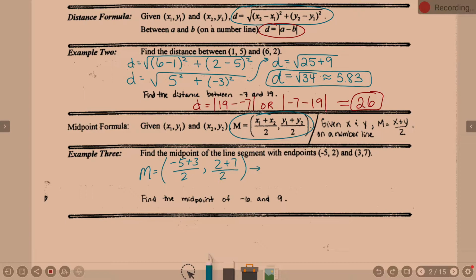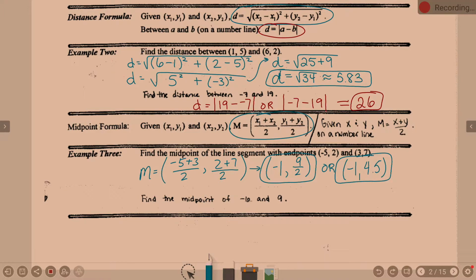Negative 5 plus 3 is negative 2 divided by 2 is negative 1. 2 plus 7 is 9. 9 divided by 2. What are my options there? 9 divided by 2 is 4.5. I left it as 9 halves. So I would be happy with negative 1 comma 9 halves or negative 1 comma 4.5. I mentioned 4.5, but you probably shouldn't leave 4.5 as an answer at this point. Okay.